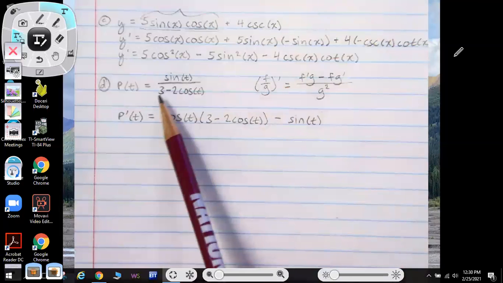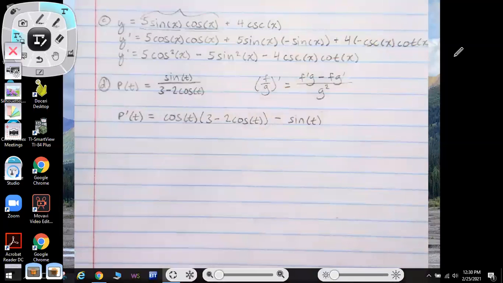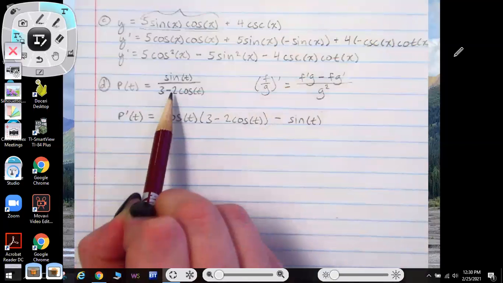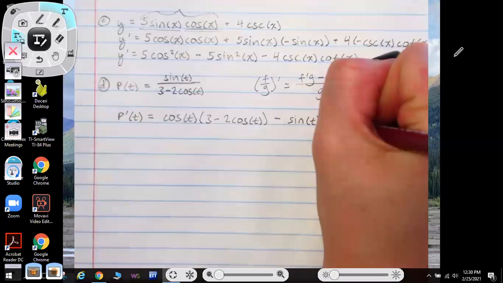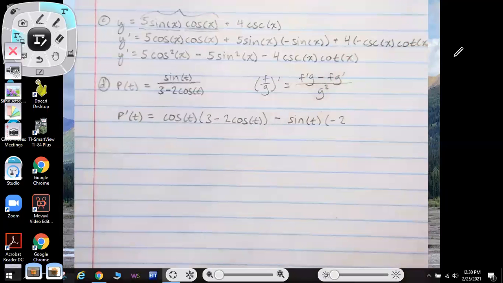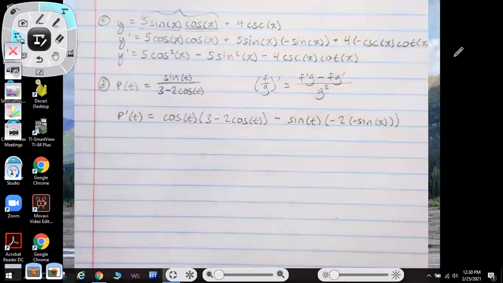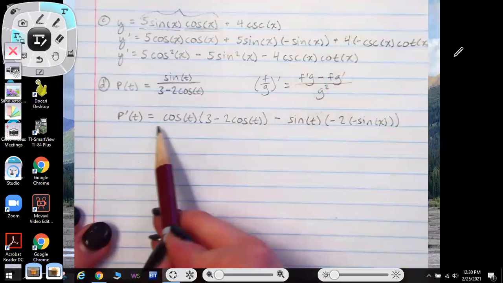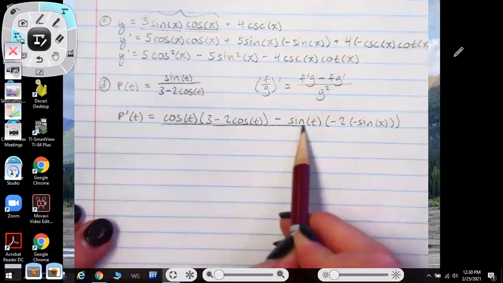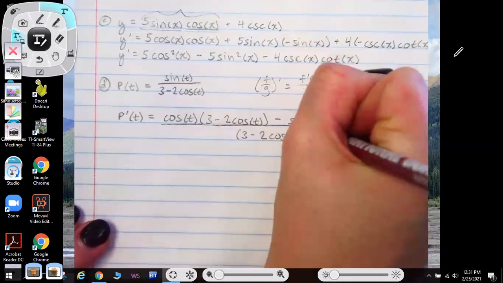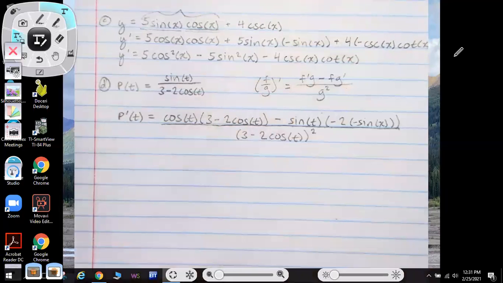Okay, the derivative of the denominator, we take the derivative of 3. The derivative of a constant is 0. I'm not going to write that. And then the derivative of negative 2 cosine of t, the negative 2 stays. The derivative of cosine is negative sine. Lots of parentheses. All of that is over the denominator, 3 minus 2 cosine of t, squared.